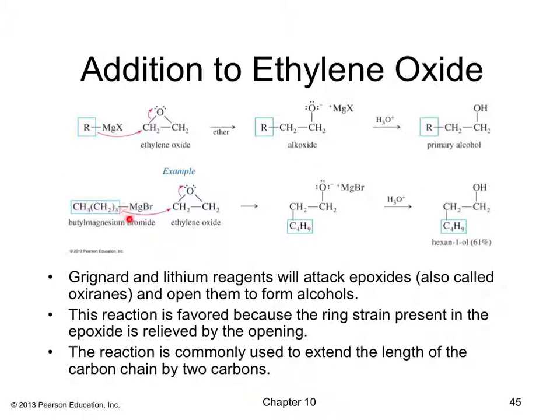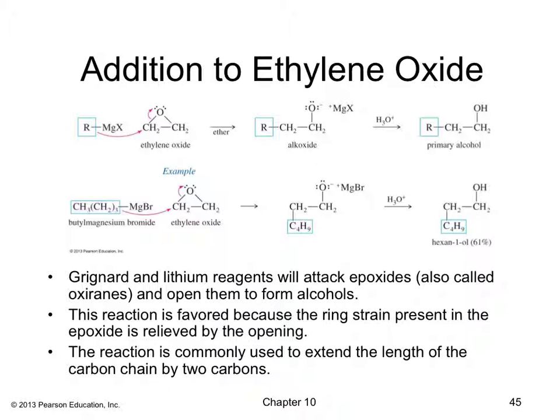Butyl magnesium bromide, again, attacks the epoxide, kicking the electrons to the oxygen, forming the alkoxide in the presence of protonated water. It'll pluck off a proton, forming your alcohol here.